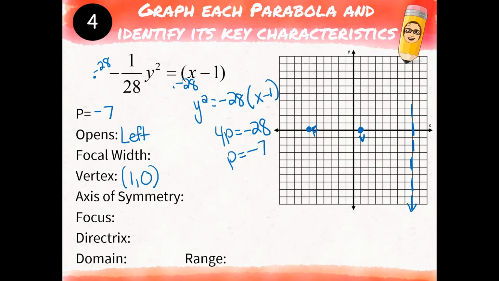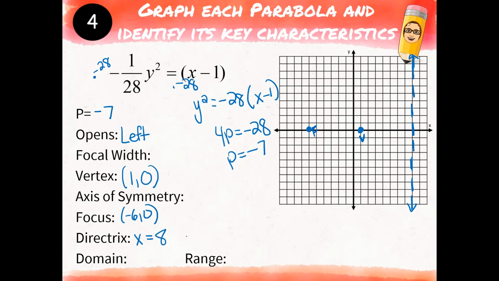There we go. Okay, let's write that information down. The focus is at the dot. Ooh, what number is that? 1, 2, 3, 4, 5, 6. Negative 6, 0. My directrix is cutting through the x-axis at 8.